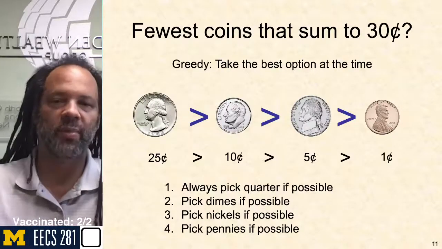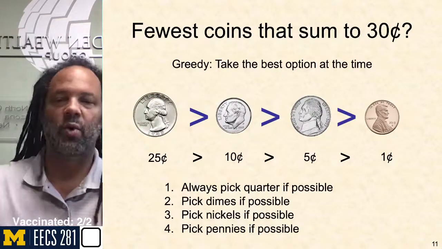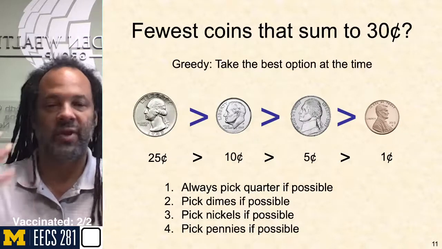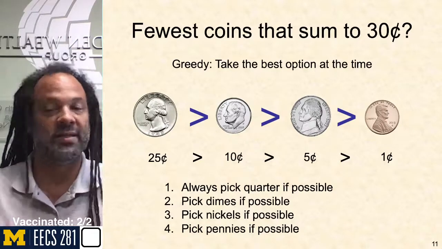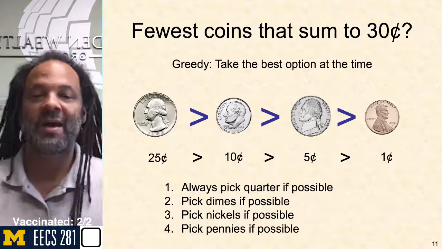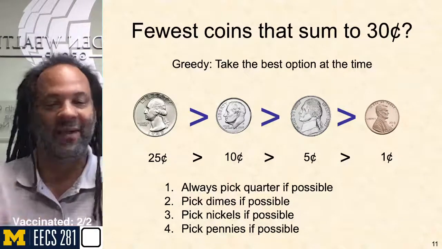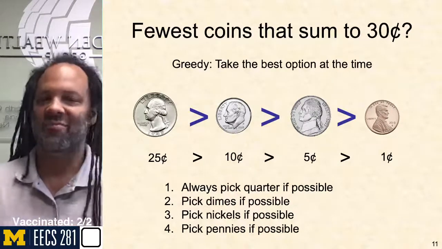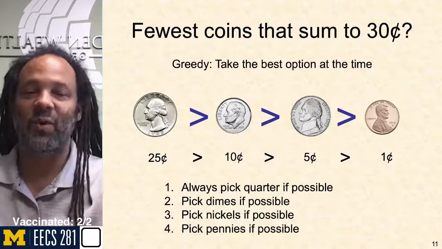So here's the greedy approach to making change. Always pick a quarter if I can. If I still owe you money, I'll try to pick a quarter again. If I can't pick a quarter because it gives you too much money, then I pick a dime. If I can't give you a dime, then I'll give you a nickel. If I can't give you a nickel, then I give you pennies. Really straightforward, and it works.